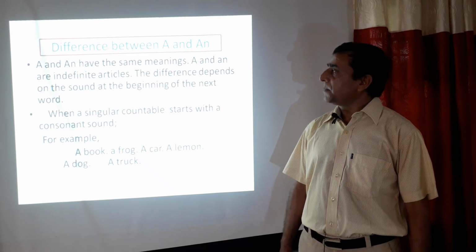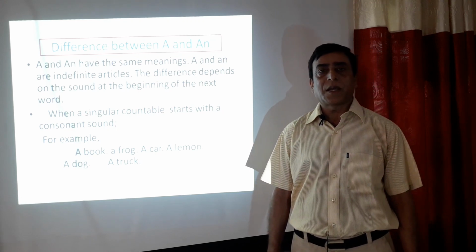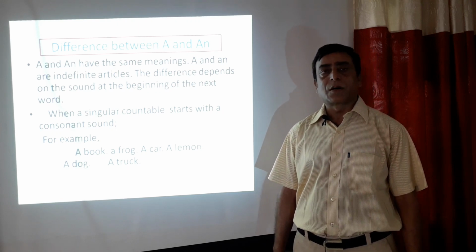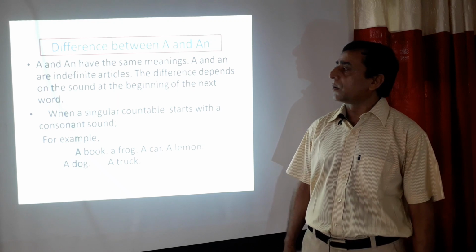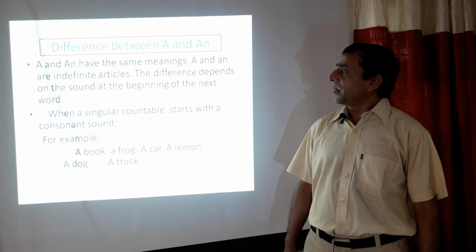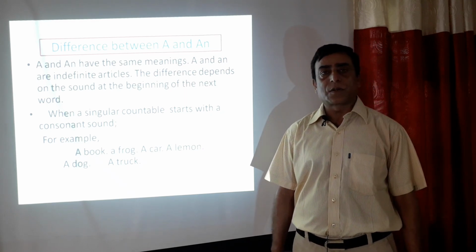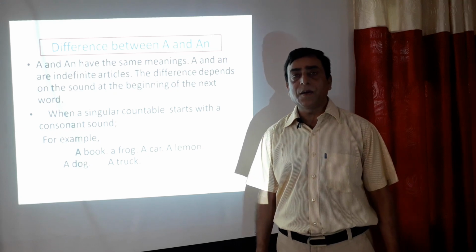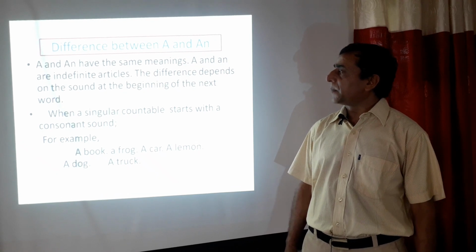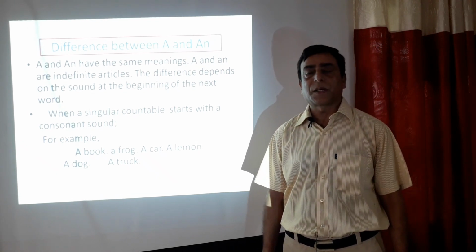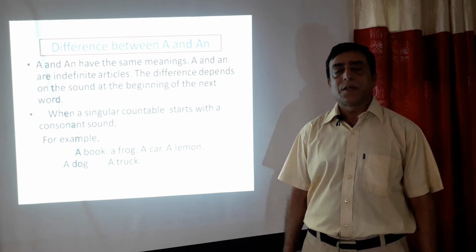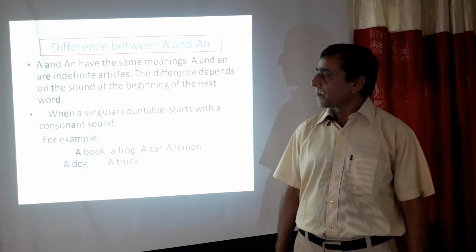A and an have the same meanings. It means they are usually or always used with a singular noun, before the singular noun. A and an are indefinite articles. The difference depends upon the sound at the beginning of the next word. Be clear that it depends upon the initial sound of the next word.